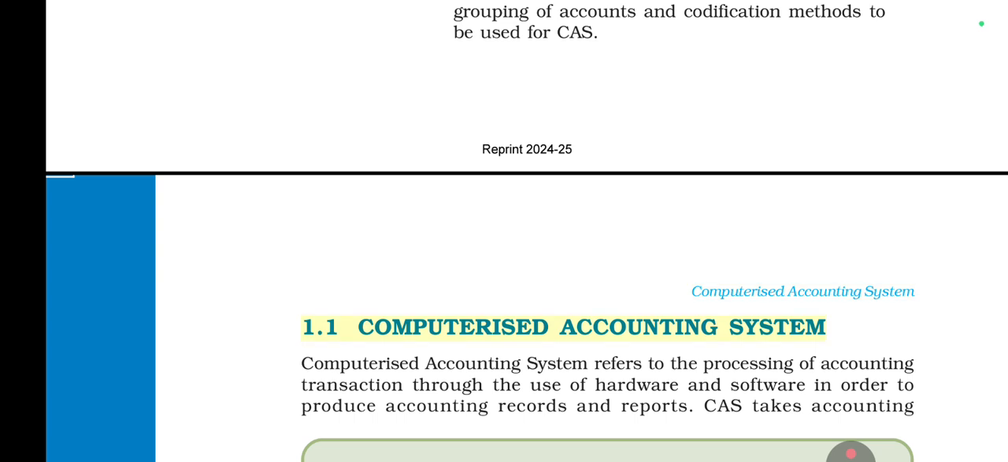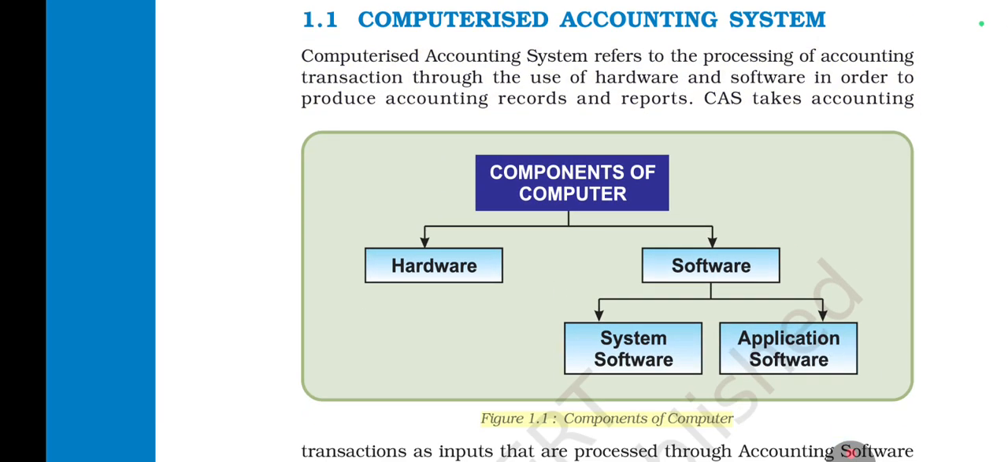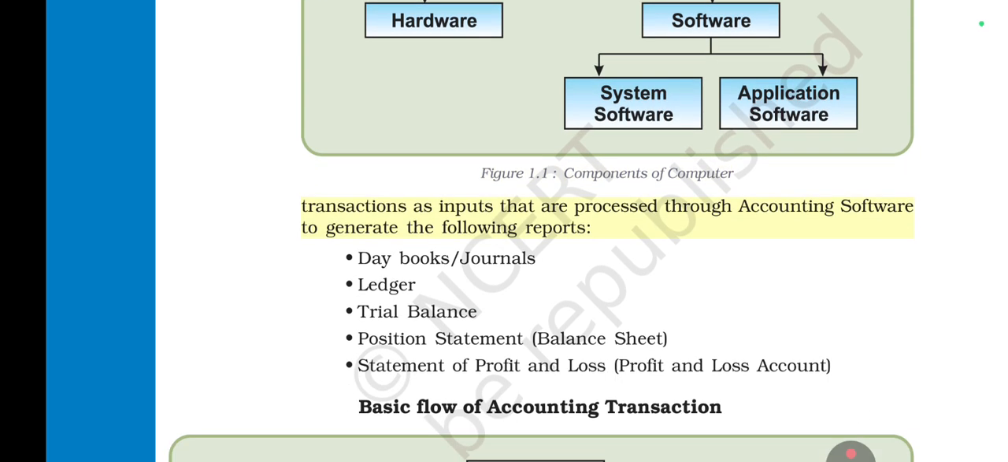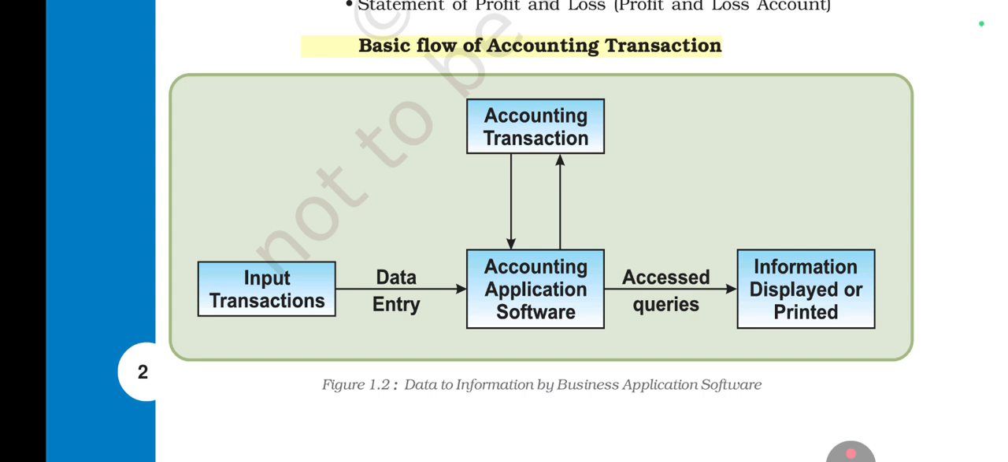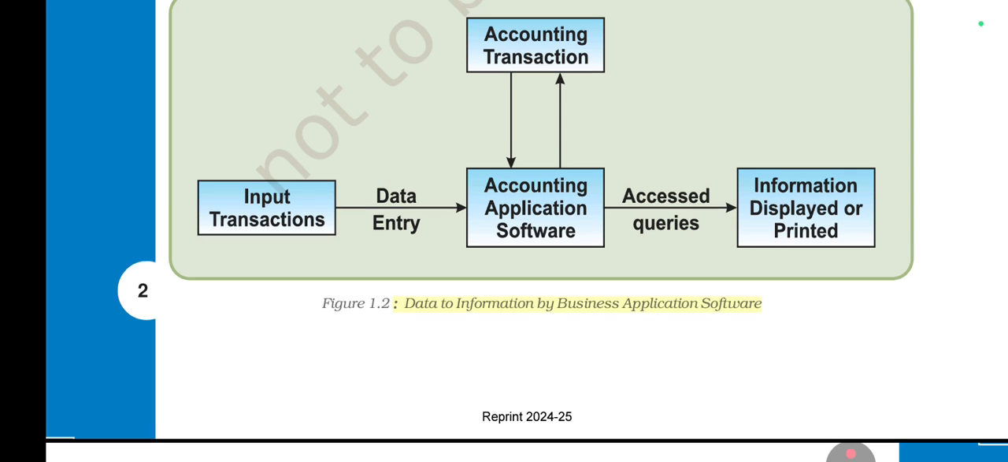1.1 Computerized Accounting System. Computerized accounting system refers to the processing of accounting transactions through the use of hardware and software in order to produce accounting records and reports. CAS takes accounting transactions as inputs that are processed through accounting software to generate the following reports: day books, journals, ledger, trial balance, position statement, balance sheet, statement of profit and loss account. Figure 1.2: Data to information by business application software.